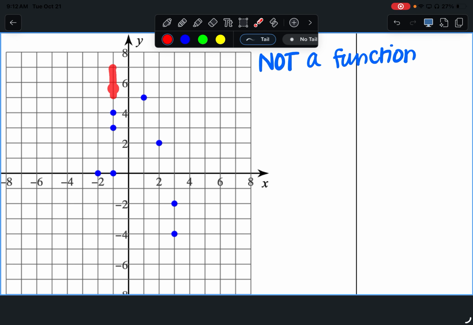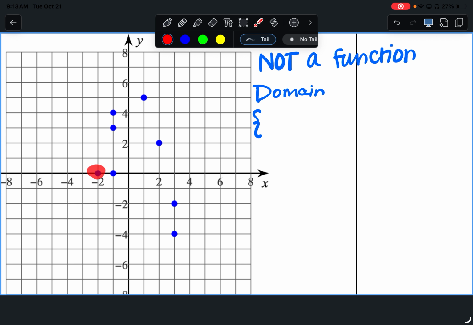Yep, at -1 it fails, and +3 it fails. So when we do the domain of this, we have a bunch of points, right? If it's points, whether on a graph, in a list, or on a table, we just do a set of points. So we're going to start at the left.